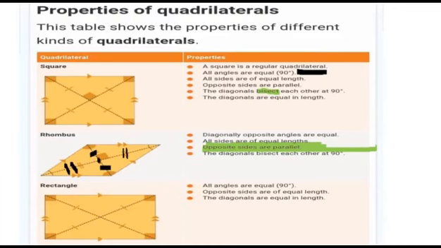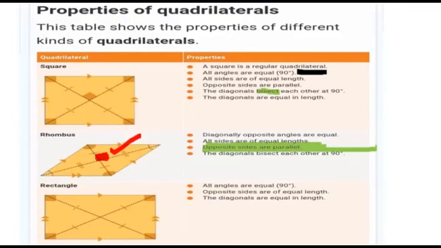Basically, you can see that this center point is dividing the diagonals of the rhombus into equal halves. So diagonals bisect each other, not just bisect, they bisect each other at 90 degrees. That means the angle in here is 90 degrees. Over here, where the two diagonals cross each other, they cross each other at 90 degrees. So these are the properties of a rhombus.